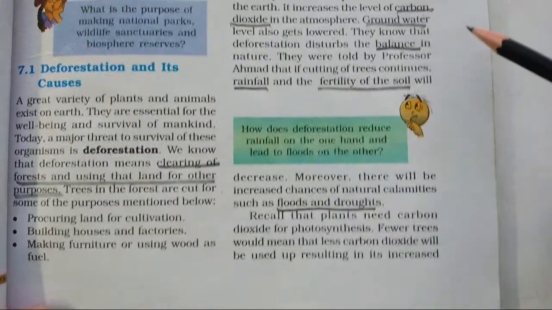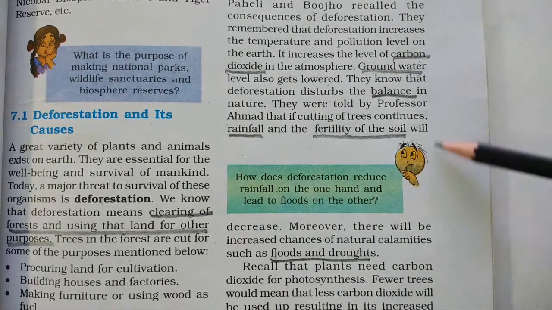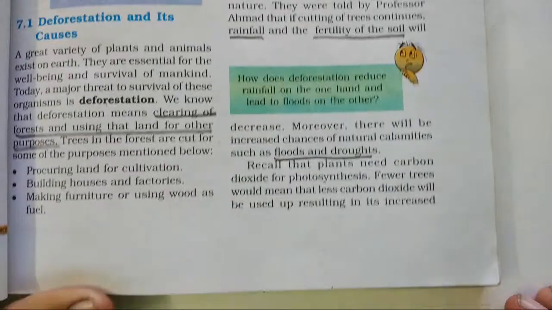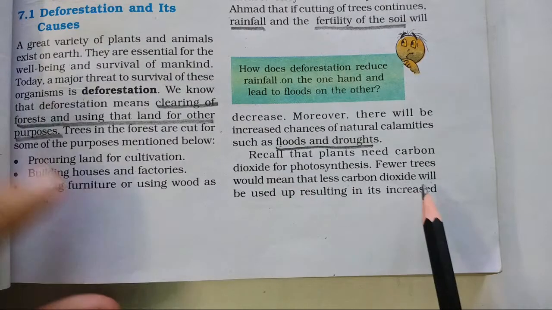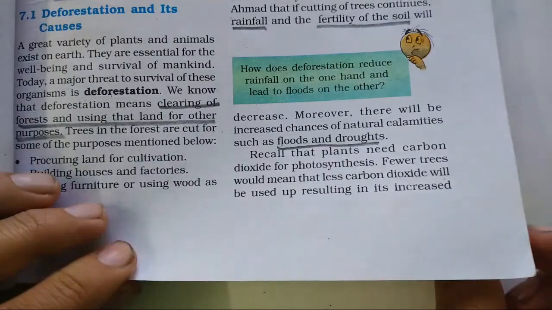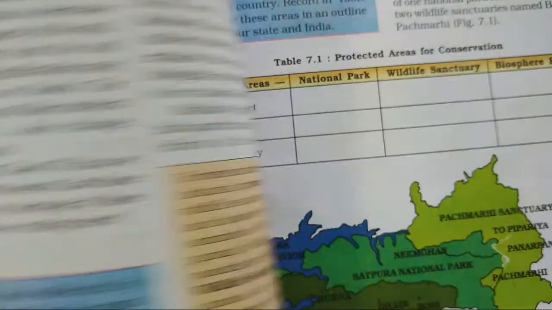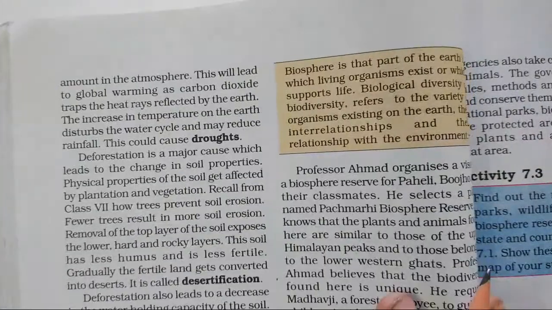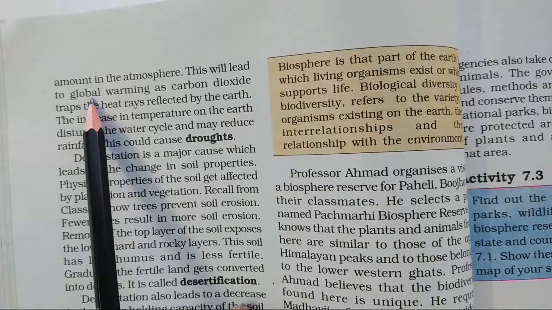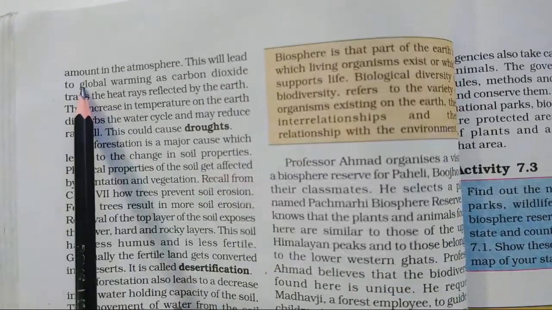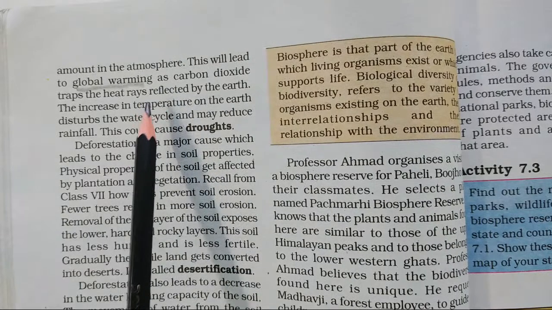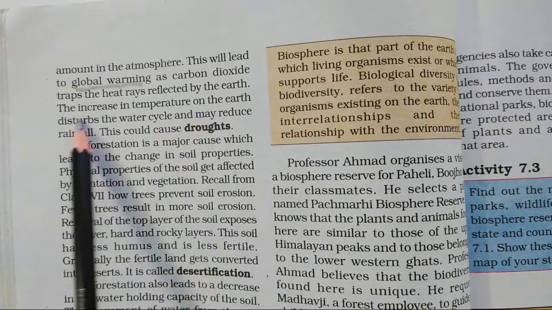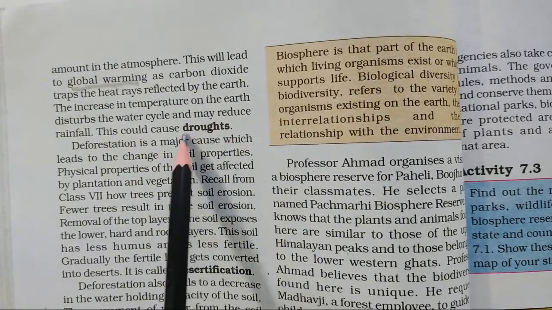So these are the important facts which are related to the effect of cutting of trees. The plants need carbon dioxide. Fewer trees will mean less carbon dioxide will be used up. So if less carbon dioxide is used up, then there will be more carbon dioxide on the earth, and it will cause a greenhouse effect, and this will cause global warming. So in this part, global warming is important. This is the explanation of how global warming is caused by the cutting down of trees. Increase in temperature on the earth will disturb the water cycle, and it will cause droughts.